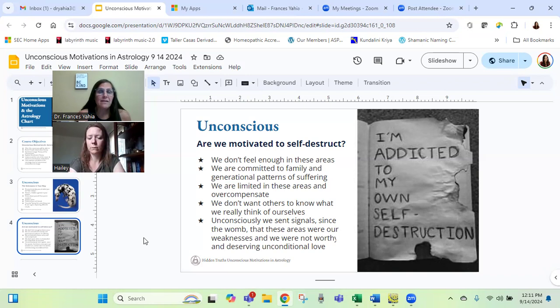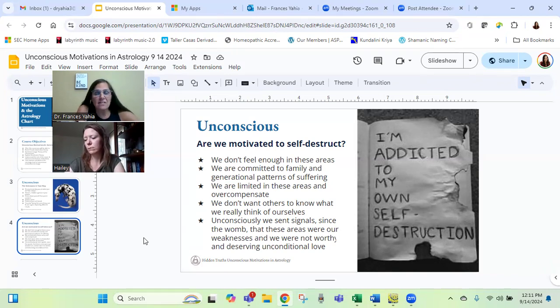We are limited in these areas and we overcompensate in both Chiron and the moon. We don't want others to know what we really think of ourselves. This has to do with the Neptune, and then we'll play that off with the Pluto and how we stop overcompensating, but rather lead to acceptance.